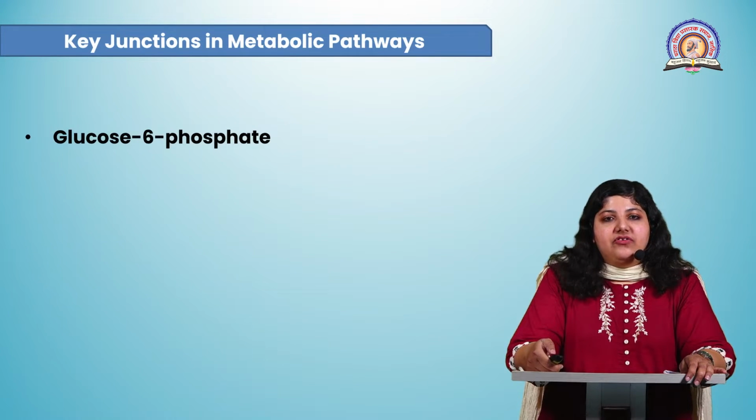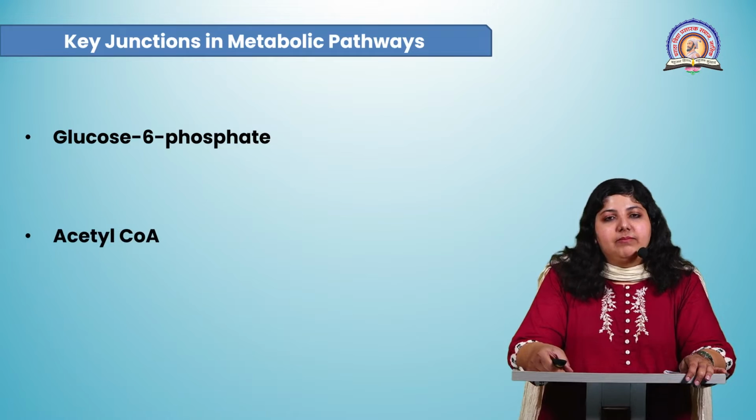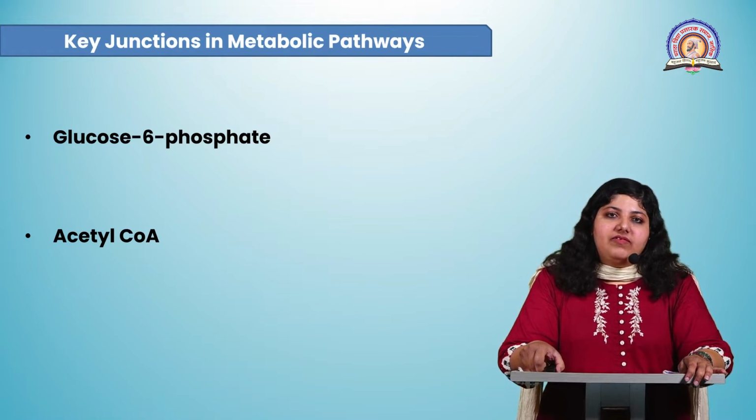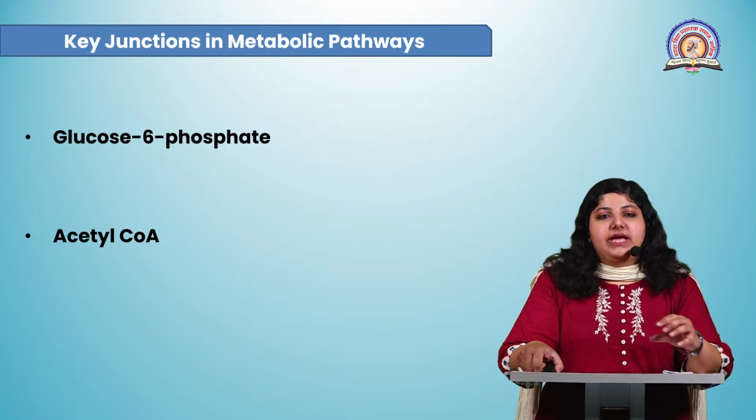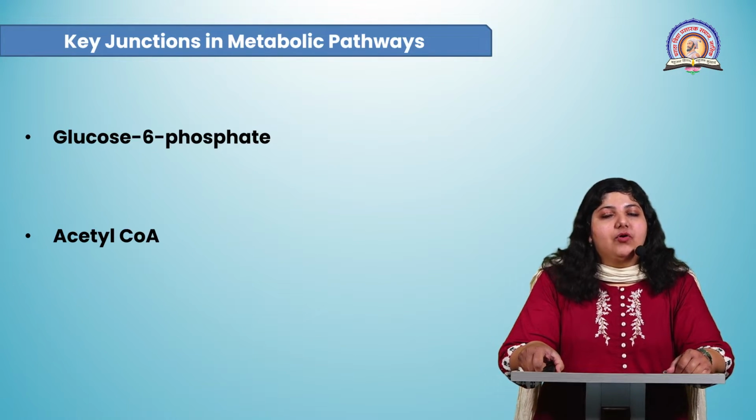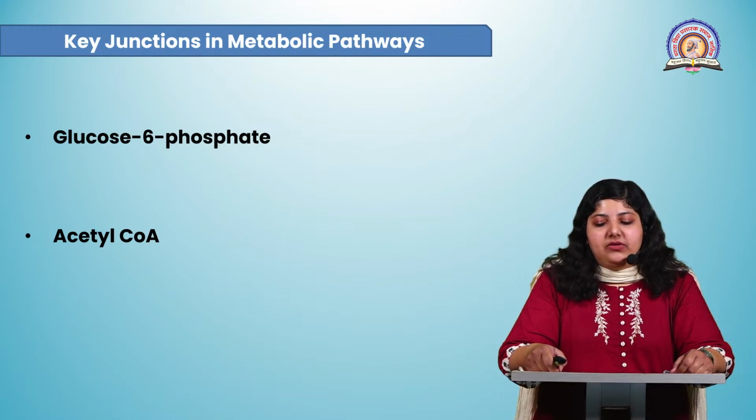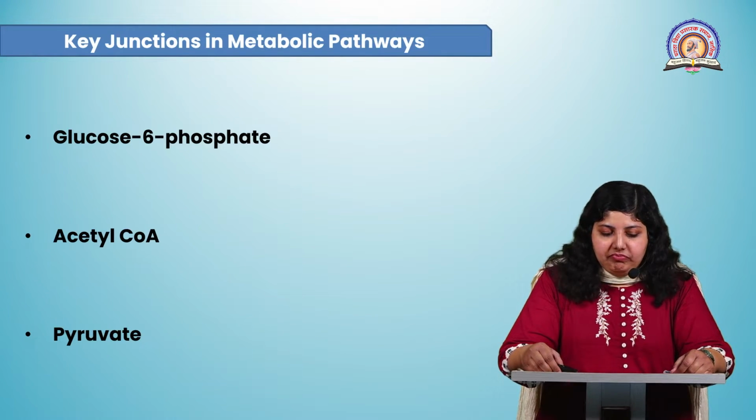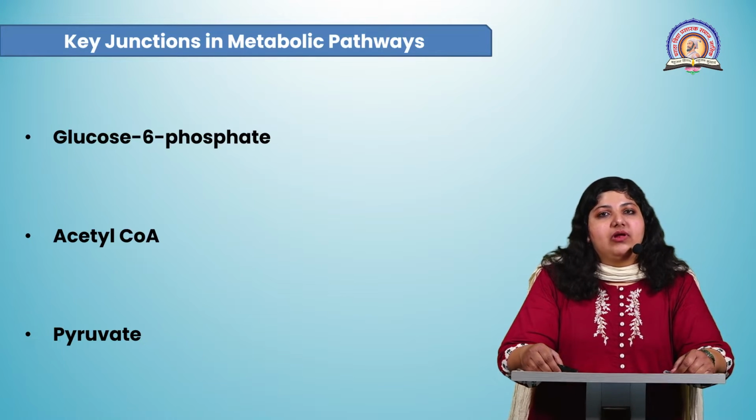Now there are some key junctions in the metabolic pathways. As we said that the different metabolic pathways are interconnected, so there can be some key junctions which will be common, or there can be some common points from where one pathway is connected to another pathway. So there are three important compounds which act as key junctions in metabolic pathways. The first one is glucose 6 phosphate, second compound is acetyl CoA, and the third compound is pyruvate. So these three molecules act as key junctions in metabolic pathways.